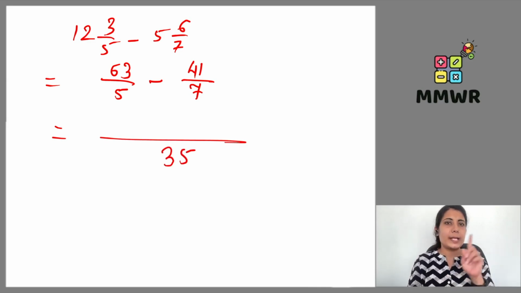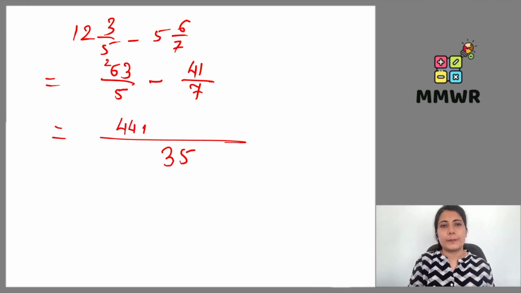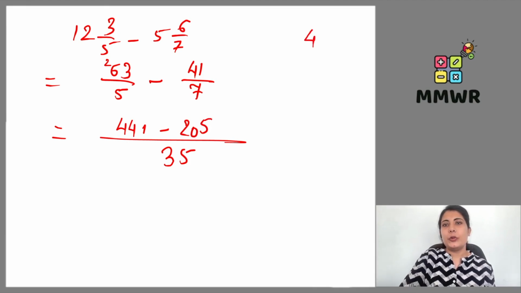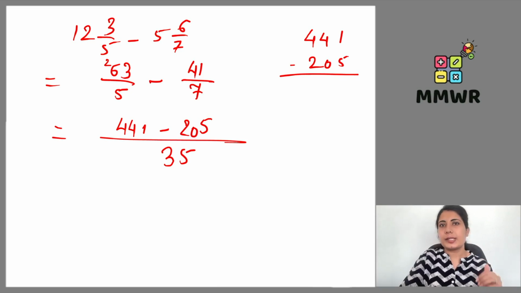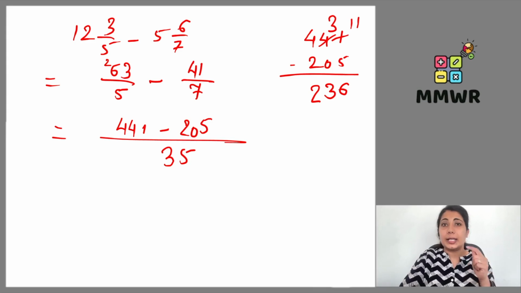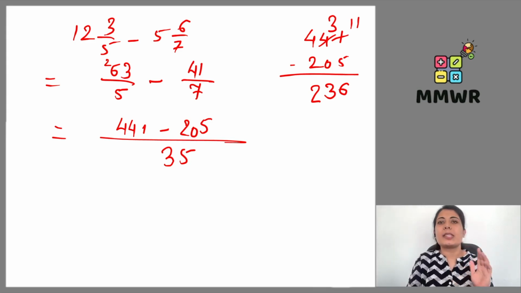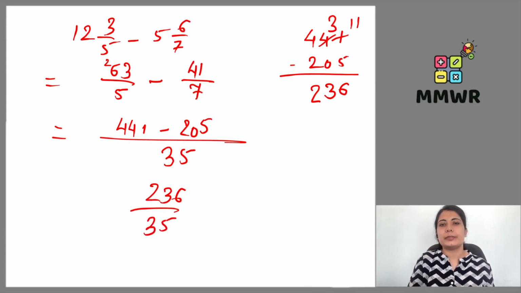We will cross multiply 7 with 63. So 7 threes are 21, carry over 2. 7 sixes are 42 plus 2 is 44. Minus 5 ones are 5, 5 fours are 20. So 441 minus 205. We simply take the difference here of 205 and 441, which gives me 236. Look, this becomes 11 and this becomes 3. 11 minus 5 is 6, 3 minus 0, and 4 minus 2. So 236 divided by 35.